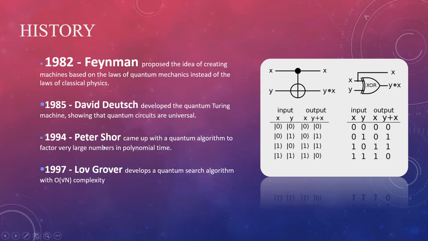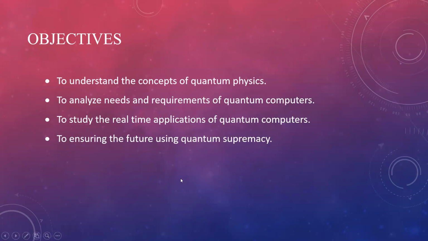In 1994, Peter Shor came up with a quantum algorithm to factor very large numbers in polynomial time. In 1997, Lov Grover developed a quantum search algorithm with O of root n complexity. Coming to objectives: to understand the concepts of quantum physics, to analyze the needs and requirements of quantum computers, to study the real-time applications of quantum computers, and to ensure the future using quantum supremacy.